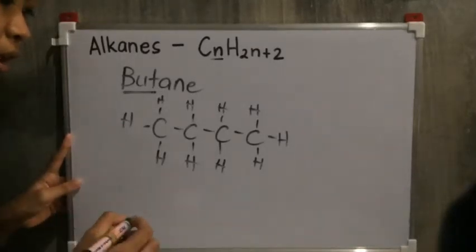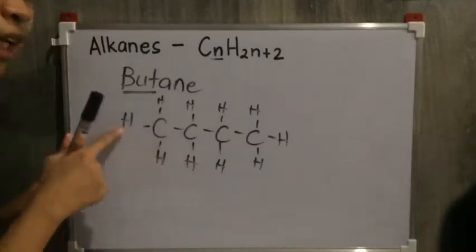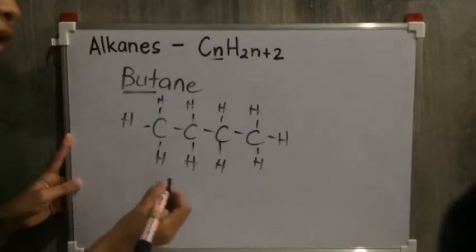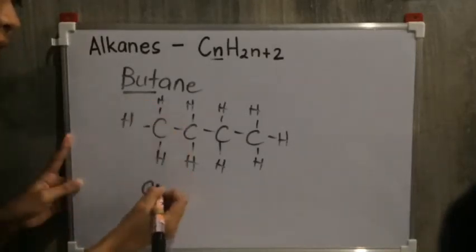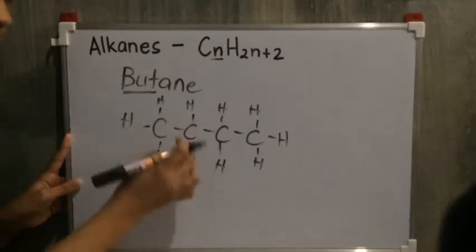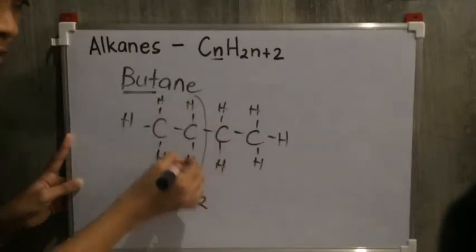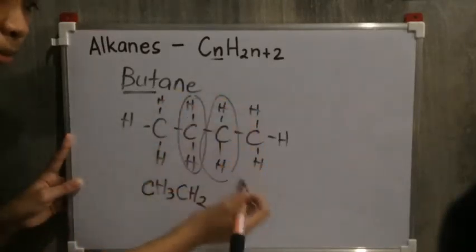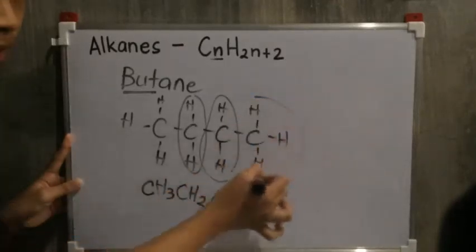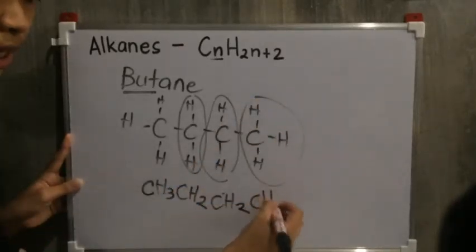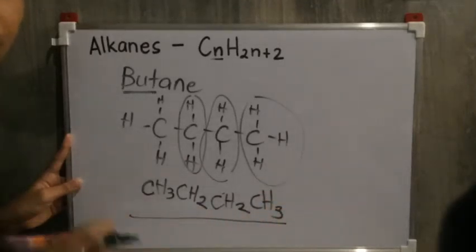In the condensed structural formula, again, we write the number of carbons and the number of hydrogens distributed for each carbon. C, H3. Next is C, H2. This is it. Another CH2. And the last one is CH3. So, this is the condensed structural formula of butane.